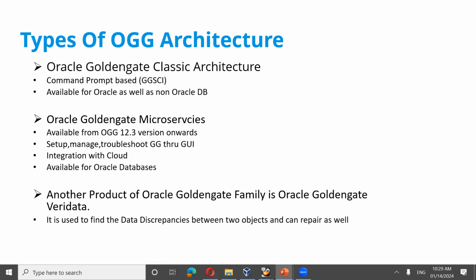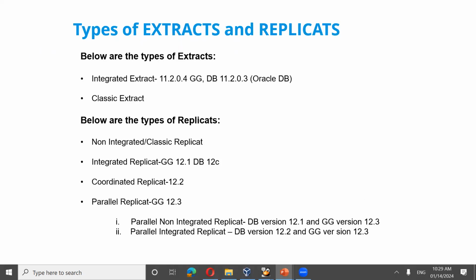Okay. Now to answer that question, remember one thing. There are only two types of architecture ever. Only classic architecture and microservices architecture. There is no integrated architecture. Now, integrated is a type of extract. So in Goldengate, there are two types of extract. One is integrated and second is classic extract.